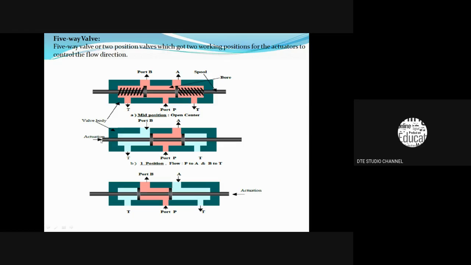By actuation, using a hand lever, the spool can be moved towards the right, which makes a connection between P and A, and B and T. But no connection is made for the second tank port. Connection is made only between the pressure port P and working port A, and working port B to tank port T. The other tank port has no connection.